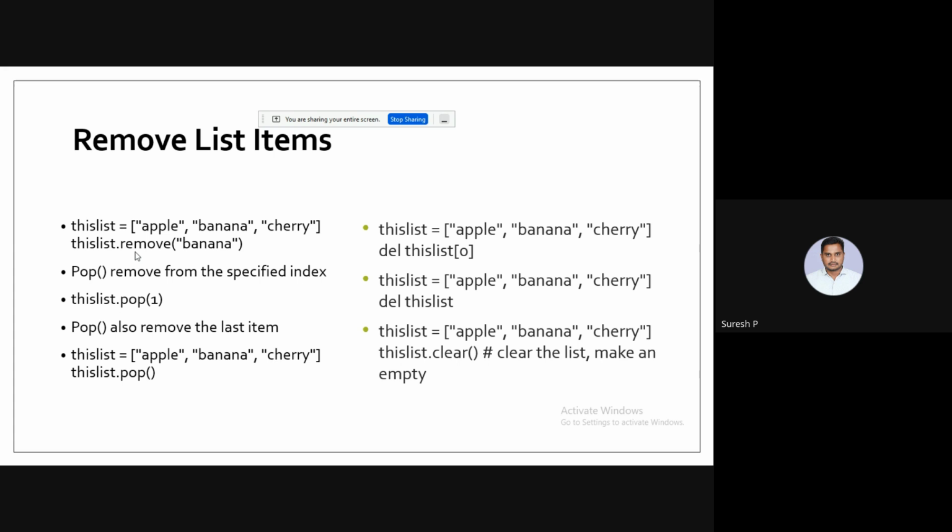Then we have one more function, the clear function. The clear function will not delete the entire list, but all the elements will be removed from the list and it will create an empty list. Okay. All the elements will be removed from that list and it will create an empty list. So these are the different methods for removing list items.